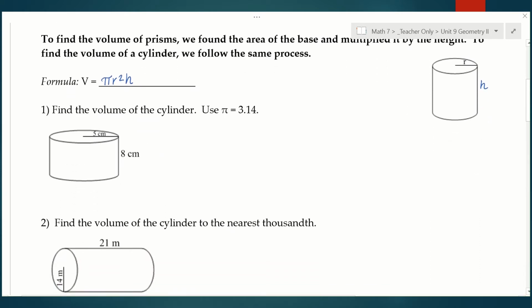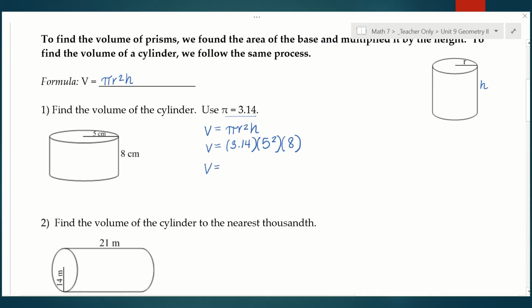All right, so number 1, find the volume of the cylinder and use pi equals 3.14. Let's start with our formula: pi r squared, area of the circle, times the height. We're being told to use 3.14 for pi, so I'm going to start my substitution step by putting in 3.14 for pi. The radius of my cylinder is 5 centimeters, so I'm going to have 5 squared, because it's radius squared. And times the height of my cylinder, which is 8 centimeters.